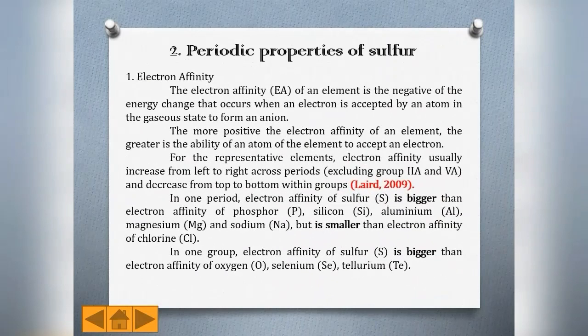Let's go on to the next content explanation, periodic properties of sulfur. The first, electron affinity. The electron affinity or EA of an element is the negative of the energy change that occurs when an electron is accepted by an atom in the gaseous state to form an anion. The more positive the electron affinity of an element, the greater is the ability of an atom of the element to accept an electron. For the representative elements, electron affinity usually increases from left to right across periods, excluding groups 2A and 5A, and decreases from top to bottom within groups.